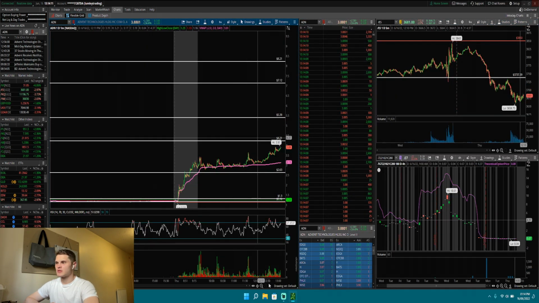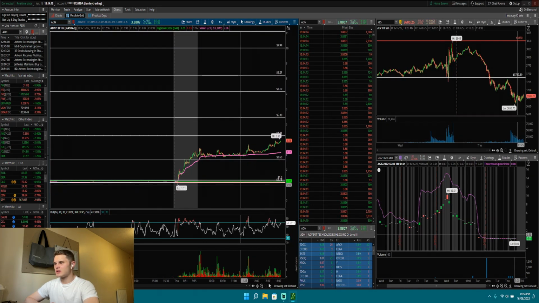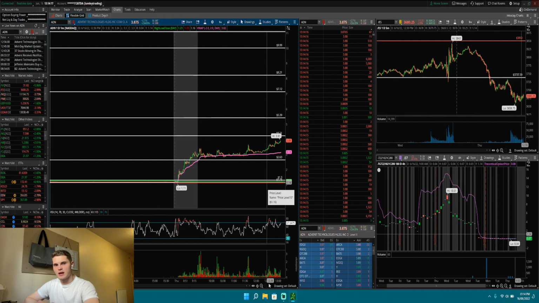And really, those are the key moves we're looking at on ADN. If it keeps breaking up, obviously these are going to be our key resistance levels, and if we break down, these are going to be our key levels to the downside.